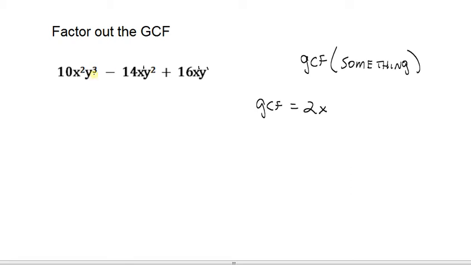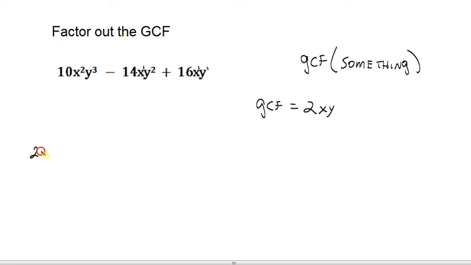Same with the y's: y cubed, y squared, and y. What's common to all of them is just 1y. This guy has y squared and this guy has y cubed. That's all well and good, but what's common is just 1y. So there's the GCF, 2xy.